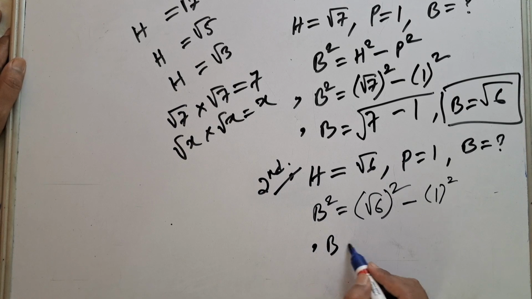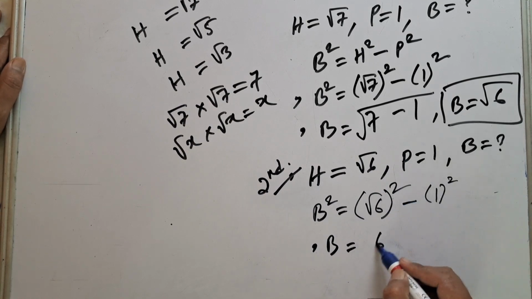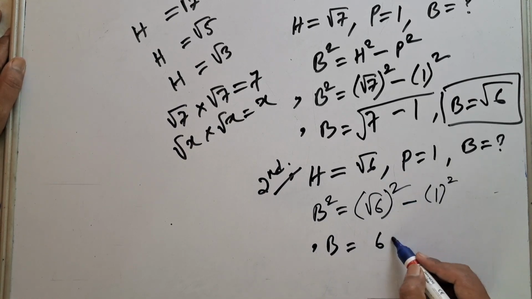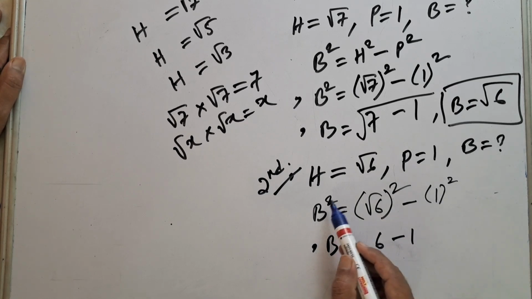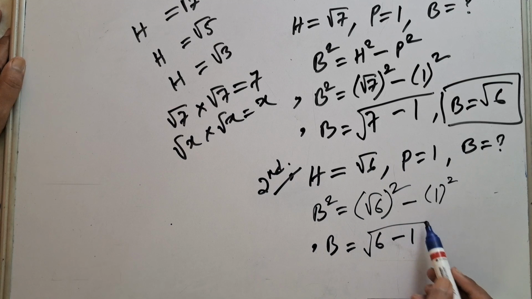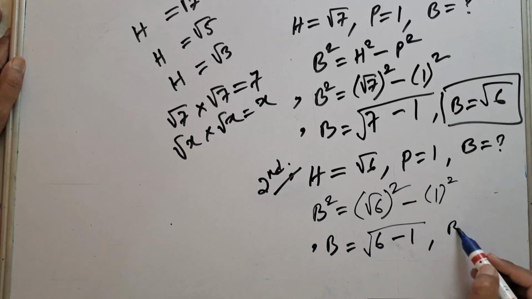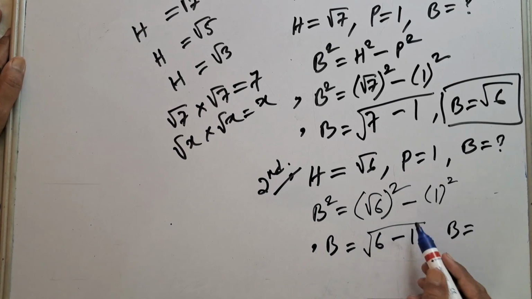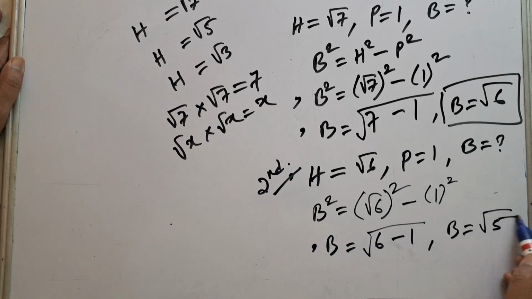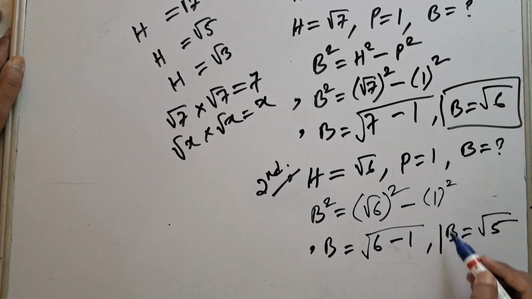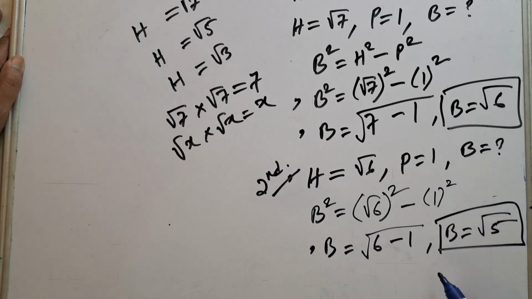Root 6 square is 6, root 6 into root 6 is 6, minus 1 square is 1, 1 into 1 is 1. So we take this square to the right hand side, becomes root under, okay? So we got b equal to root 6 minus 1, which is 5. So we got another base, and another base is also number under the root, isn't it? So b equal to root 5.